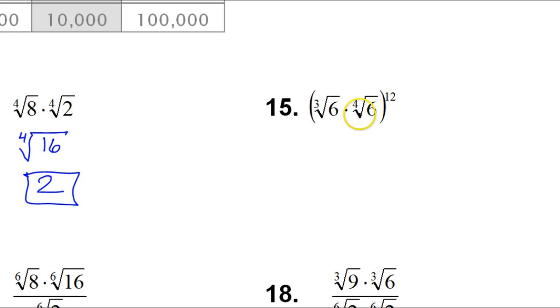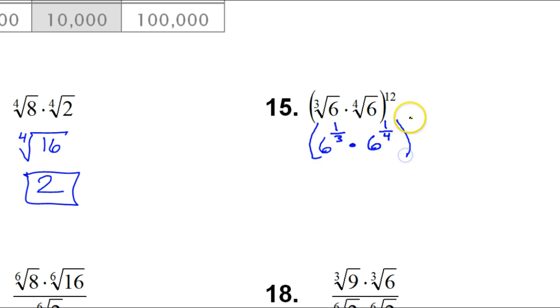Now number 15. Number 15 is a little bit different than any problem that we've had before. And here's what I would recommend. You see the bases are the same, so you feel like we should be able to do something here. But what I recommend is converting this to exponent form first. So the cube root of 6 is the same as 6 to the 1/3 power. The fourth root of 6 is the same thing as 6 to the 1/4 power. So that's what we have here.